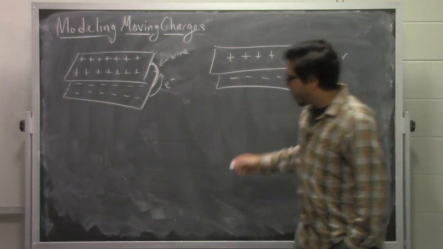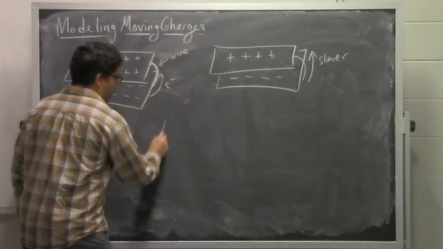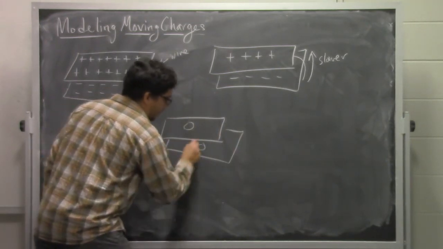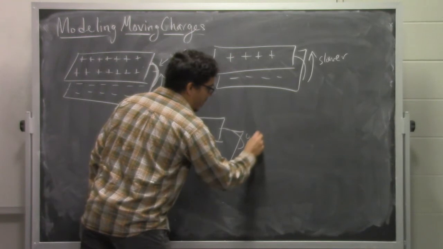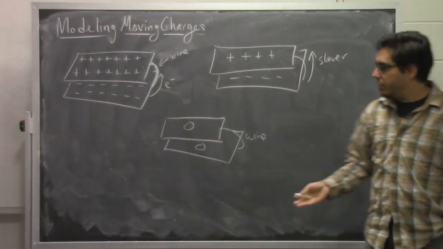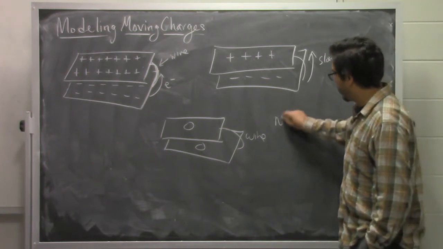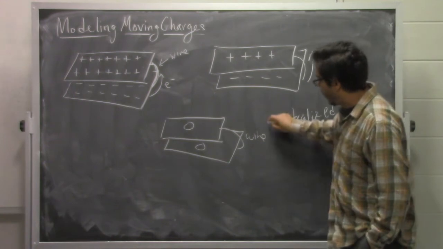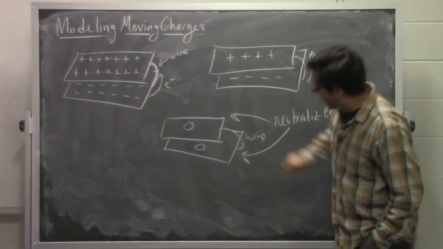And as this continues to happen, it happens more and more slowly, but eventually what we're left with is two plates that are connected by a wire where there's no net motion of the electrons between the two plates. That is, we have sufficiently neutralized both of the plates. Okay?